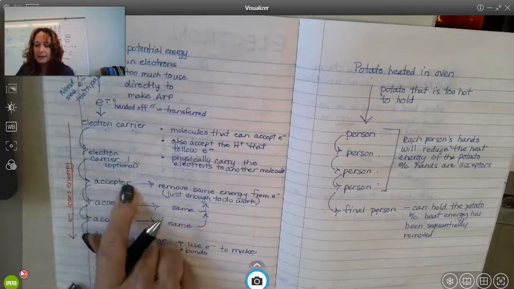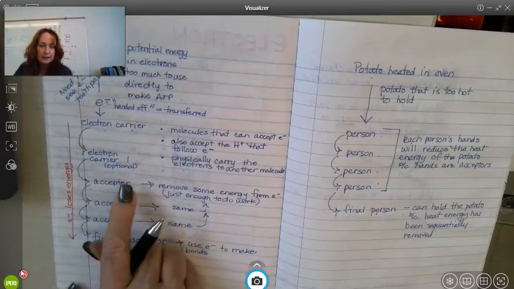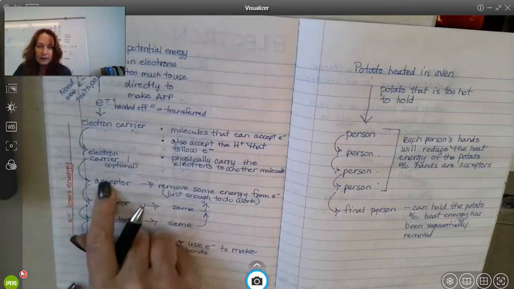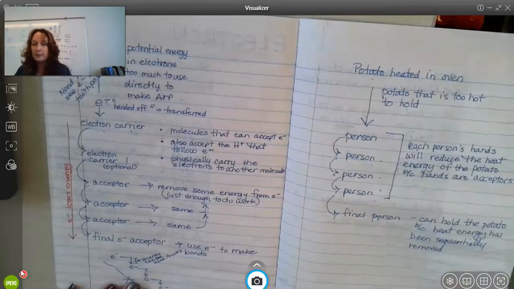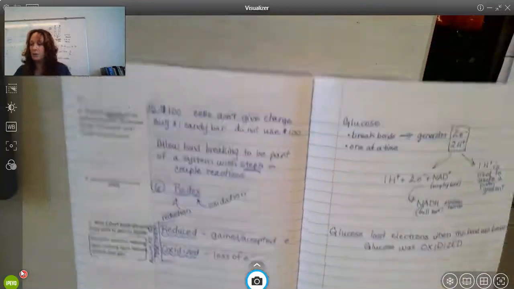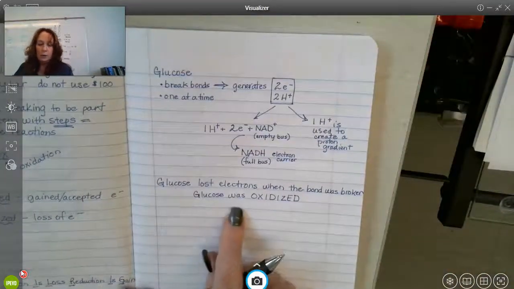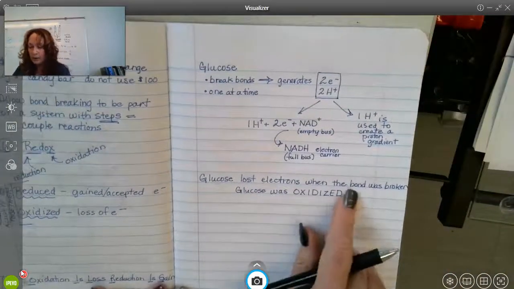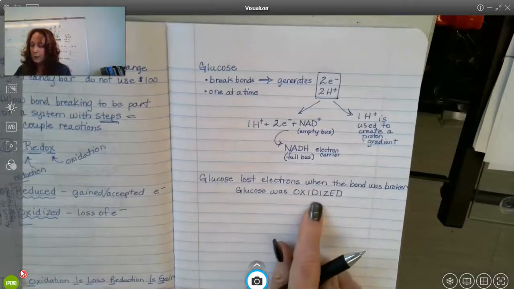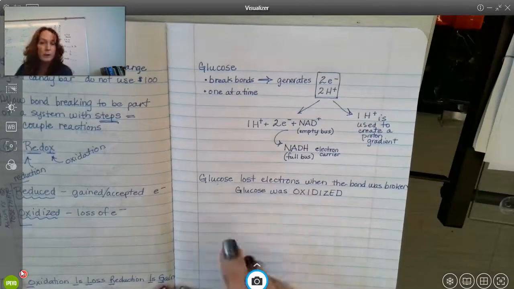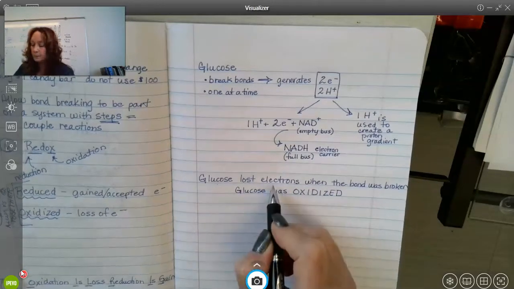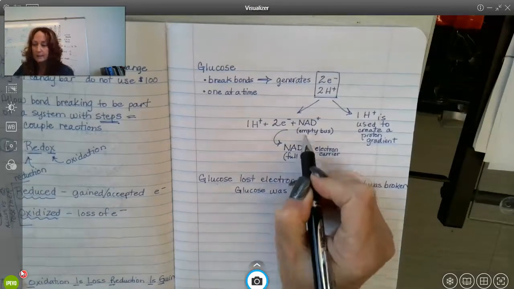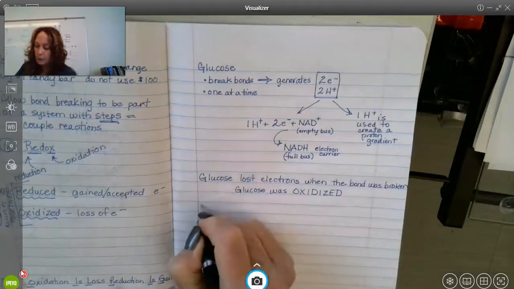So these acceptors have two distinct states. I gained the electron. I passed along the electron. So we have to be able to speak to what state they're in. So glucose lost electrons when the bond was broken. It was oxidized. We never, ever, ever have oxidation without reduction. Who got the electrons? NAD did.